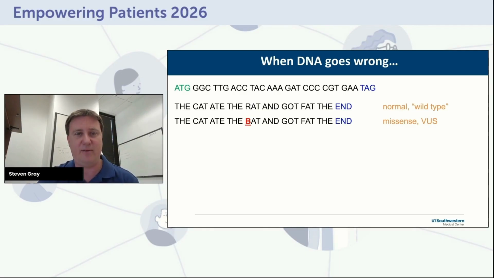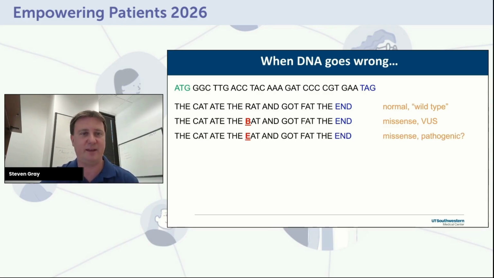And then we could have a 1-letter change, and that's called a missense mutation. And in this case, the cat ate the bat and got fat at the end. Instead of eating the rat, it is eating the bat. So the sentence still makes sense, but it has a slightly different meaning. So this might be called a variant of unknown significance. There's a change, but we don't know if this is causing disease or not.